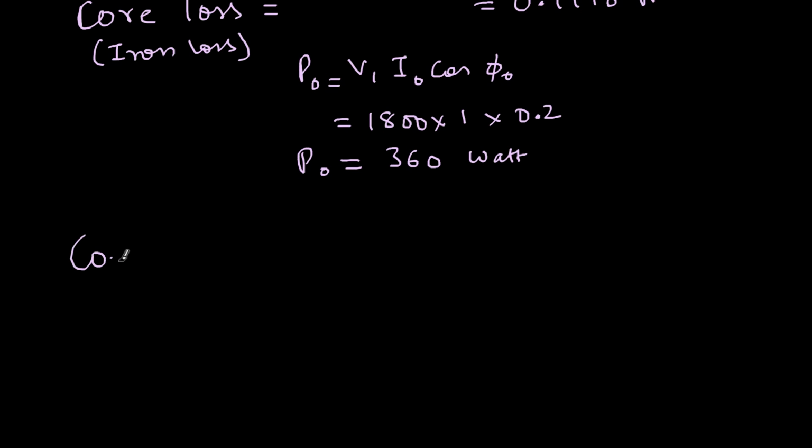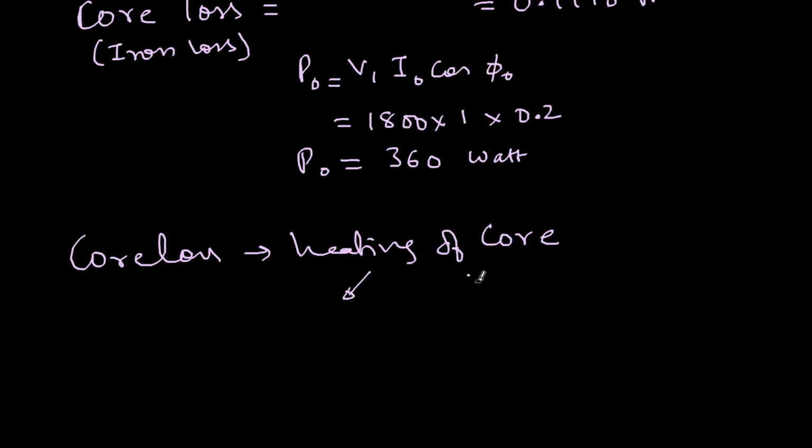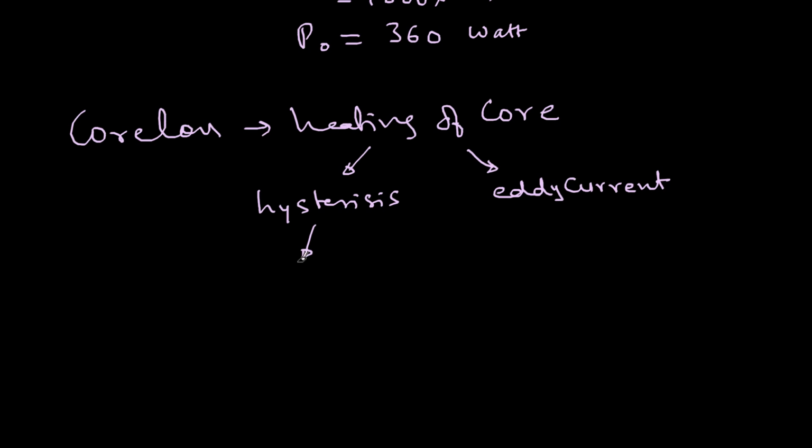Core loss is because of heating of the core, and heating of the core is because of two things. One is hysteresis effect, and the other is eddy current effect. Now look at this hysteresis. Hysteresis is because of the material and the changing flux. Similarly, eddy currents also arise because the change in flux interacts with the core material, eddy currents are induced, and those currents circulate in the core material.